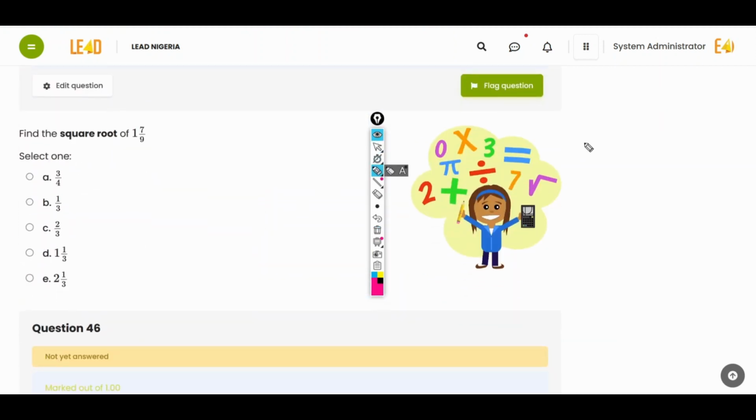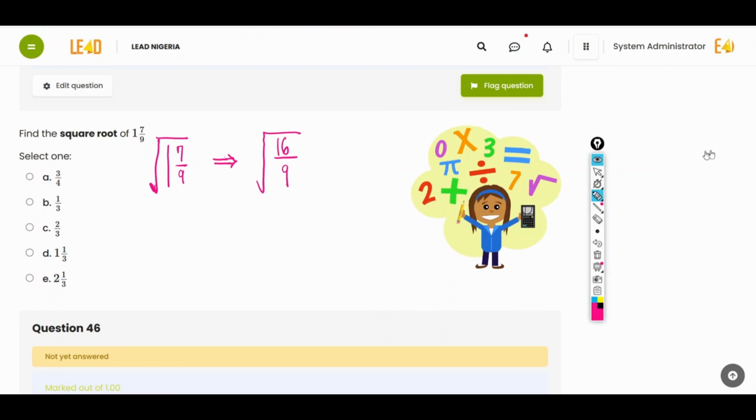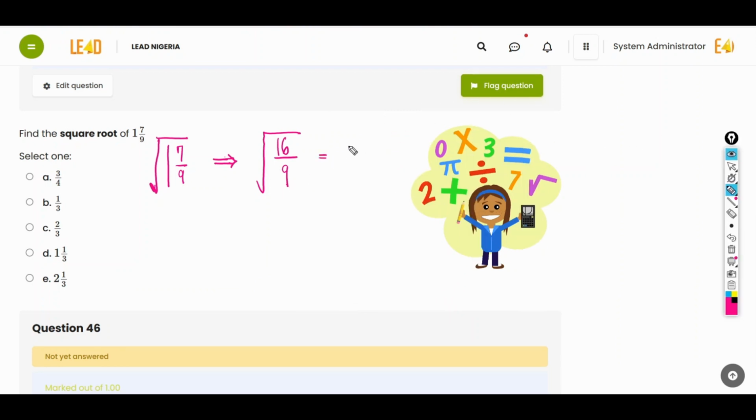All right, what is the square root of 1 whole number 7/9? So we need to find the square root of that. The first thing we do is rewrite it as an improper fraction. That will be 9 times 1 is 9, plus 7, that's 16. So 16/9. To find the square root, it's just the square root of 16 over the square root of 9, which gives me 4/3.